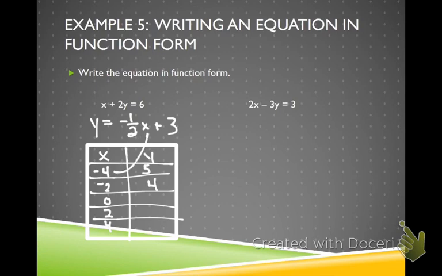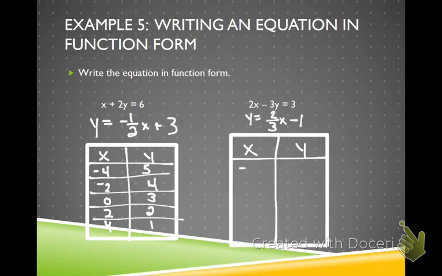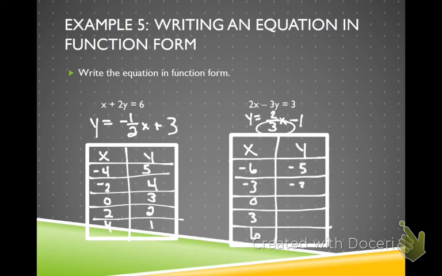I'm just plugging these numbers in for x, each one of them. 3 and 2 and 1. What about my domain set for the second one? What's that going to be? What tells me what numbers? The denominator, it's a 3, so I'm going -6, -3, 0, 3, 6, and then my output.